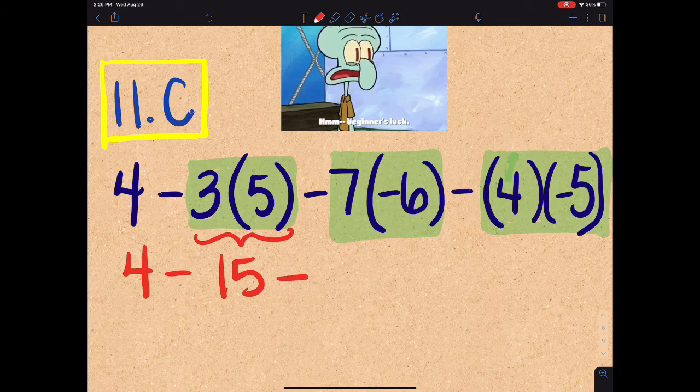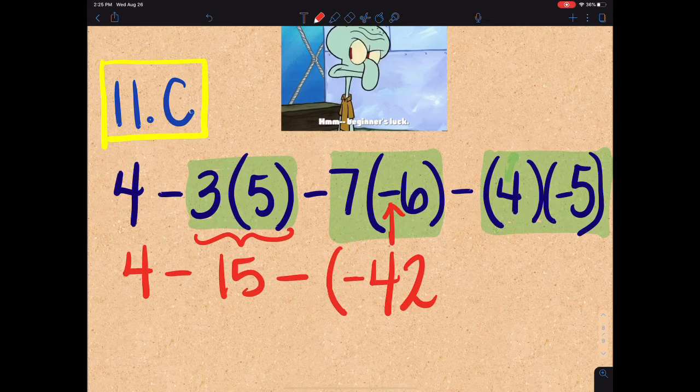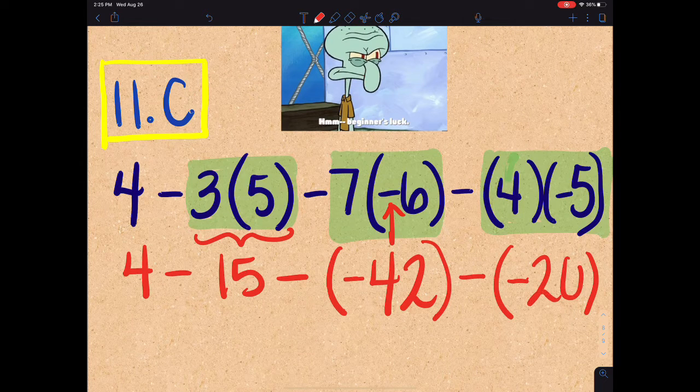What's 7 times 6, Danny? 7 times 6 is 7, 14, 21, 28, 35, 42. So it's 42, but because of this minus sign or that negative sign, it's going to be a negative number. Okay. And then I'm going to subtract out the product here, which is 4 times negative 5. 4 times 5 is 20, but it's going to be negative 20 because of that negative number.